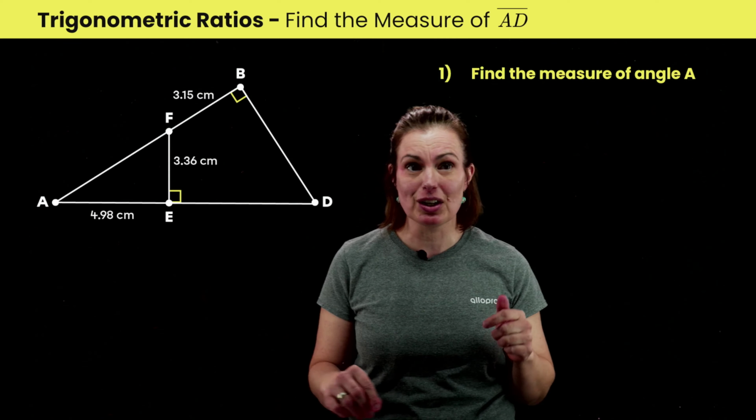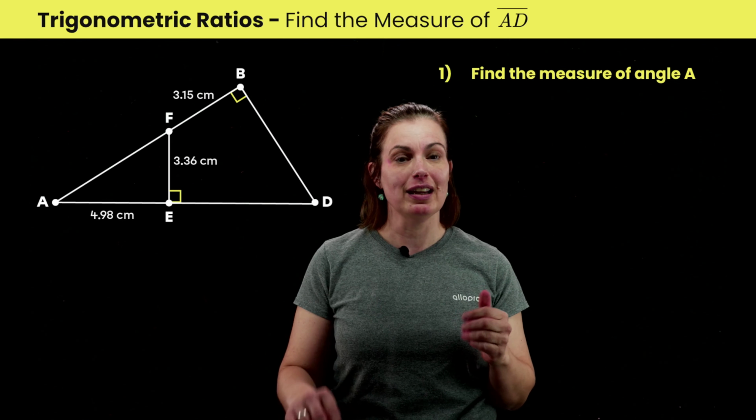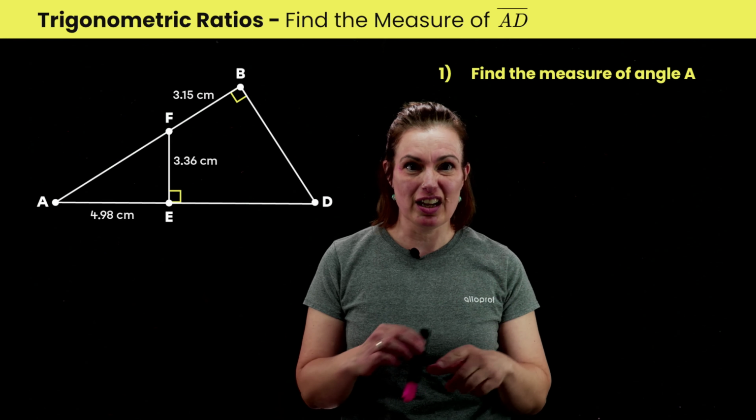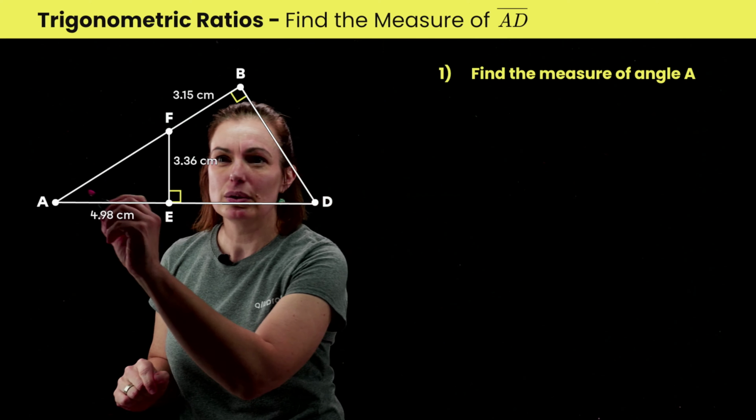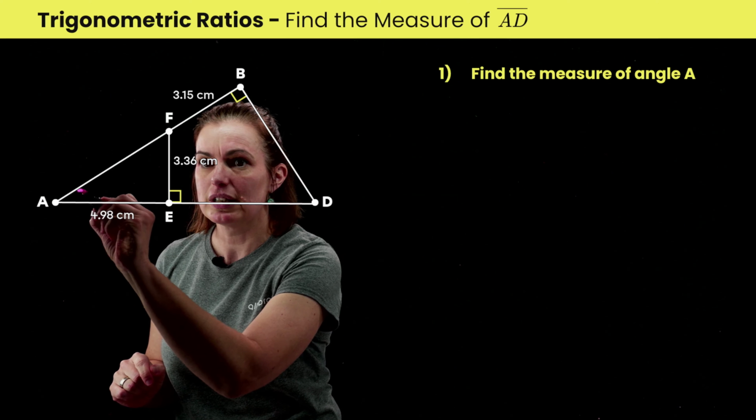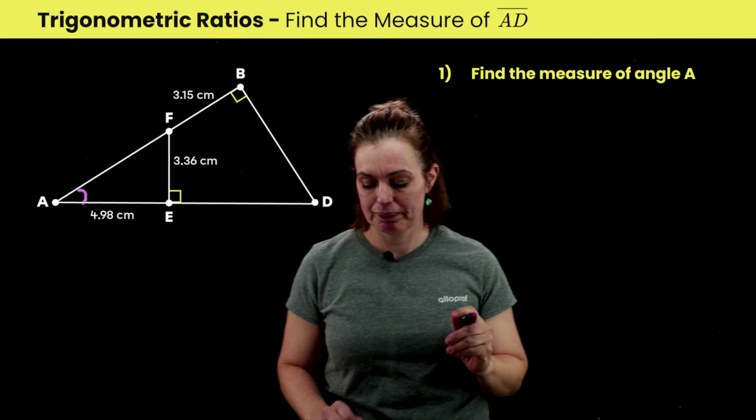Here we go. I'm going to start by finding the measure of angle A. So angle A is actually our theta in this case. And so I'm just going to identify it on my diagram so we all know really clearly where it is. It's this angle right here.